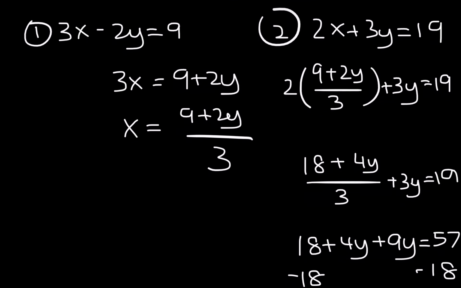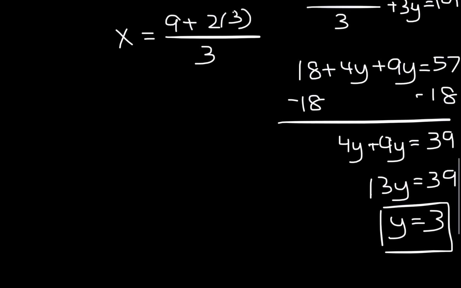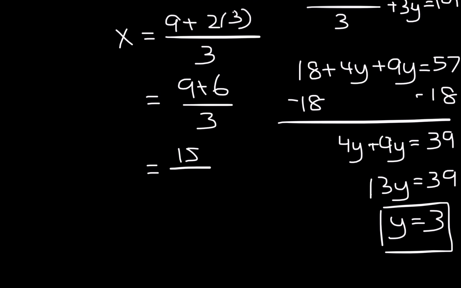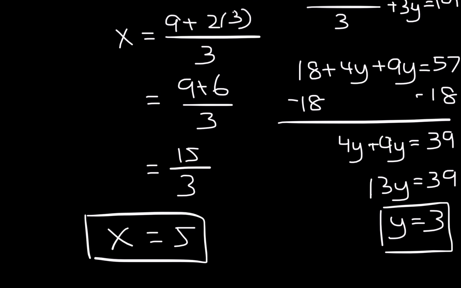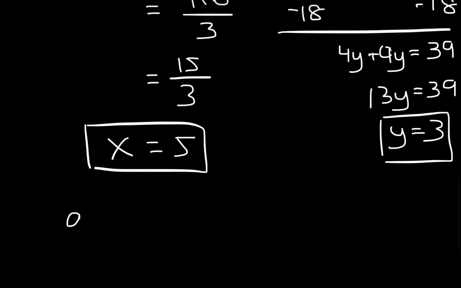Now let's get back to this part over here. Since we know that this y here is 3, we can just substitute that in. So we get 9 plus 2 times 3, divided by 3. And that is equal to 9 plus 6 divided by 3. So that's 15 divided by 3, and that is simply equal to 5. So we know that x is equal to 5 and y is equal to 3. Our final answer for this question is x is equal to 5 and y is equal to 3.